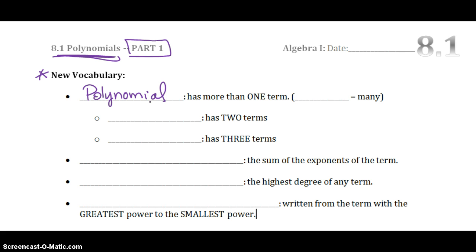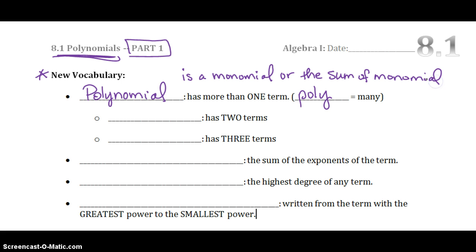A polynomial has more than one term. The word poly means many. Okay, so a polynomial basically is a monomial. We talked about those in Chapter 7. A monomial means there's only one term in the polynomial, or it's the sum of monomials. So a polynomial can have only one term, and if it only has one term, we call that monomial. Or if we have a sum of monomials, then that makes polynomials.